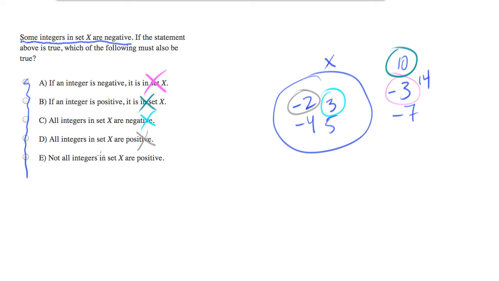It says not all integers in set x are positive. And in fact, here is a negative, which makes that true. So you saw how we used an example as the antidote to our known weakness, which is logical rules.